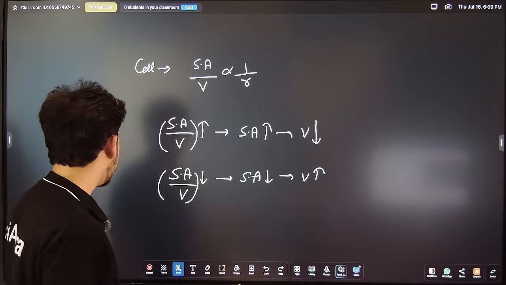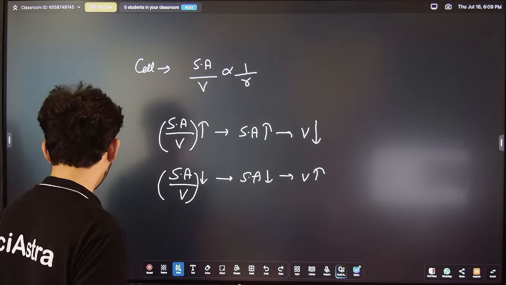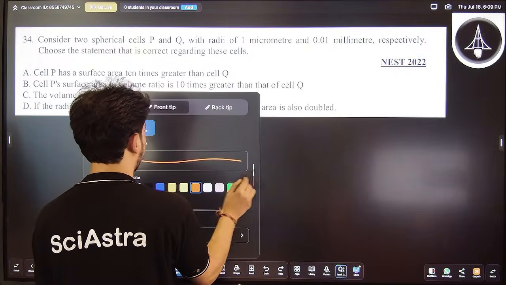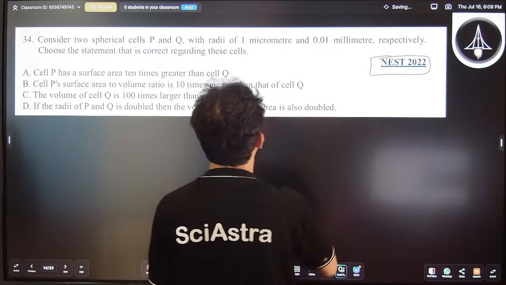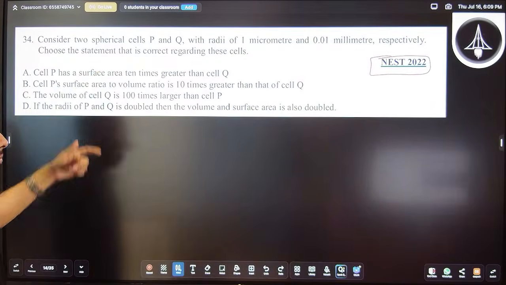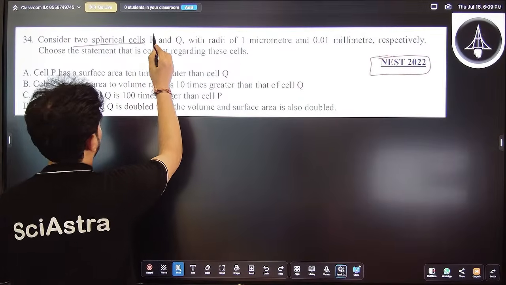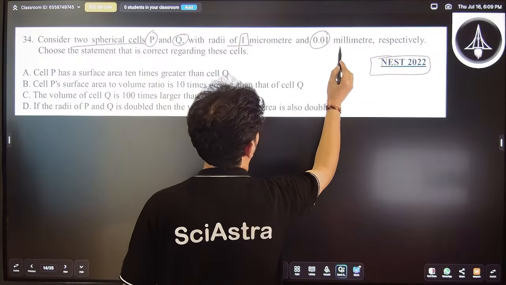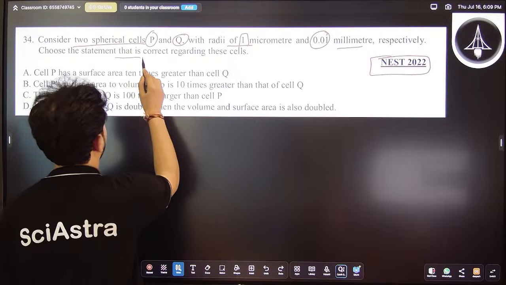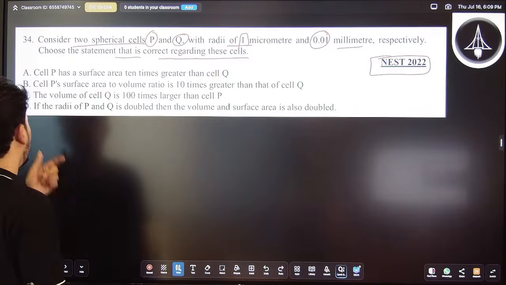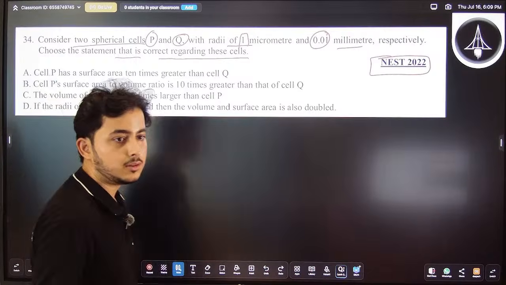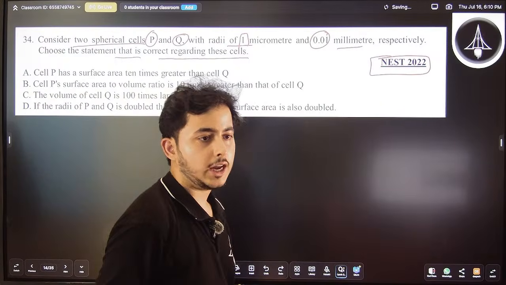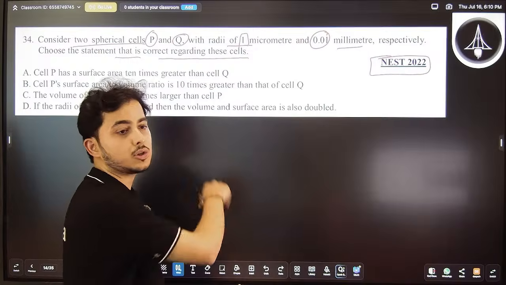Okay, before answering this, let's solve a question. This is a NEST 2022 question, and you can read the question. You have two spherical cells P and Q with radii of 1 micrometer and 0.01 millimeter. Choose the statement that is correct regarding these cells. So you have four statements. Can you answer? I will tell that particular part, but before that, you just solve this question.